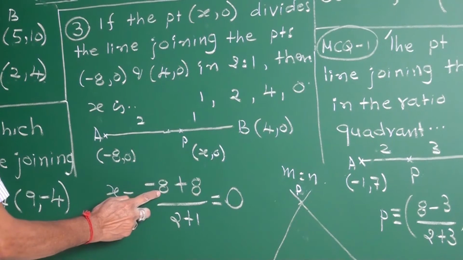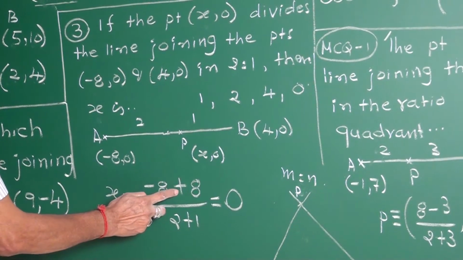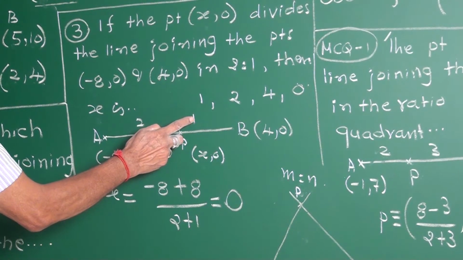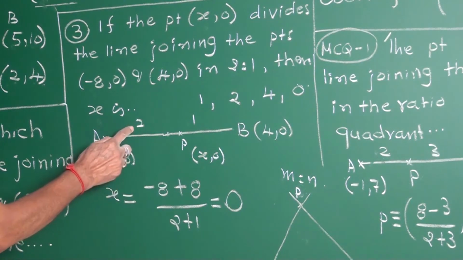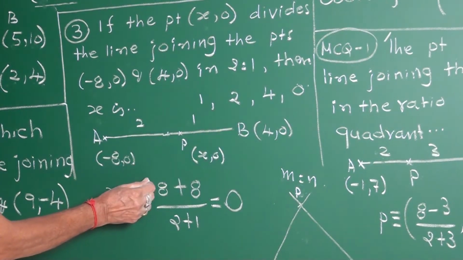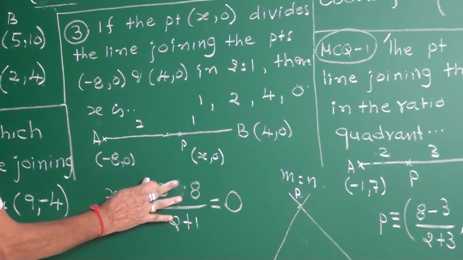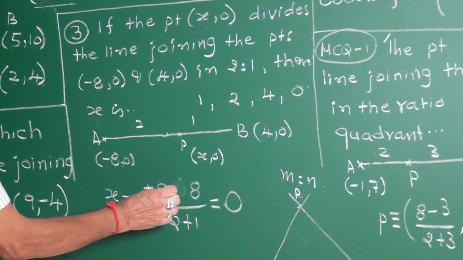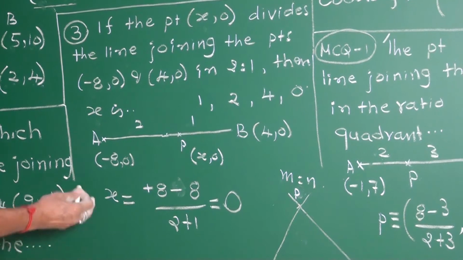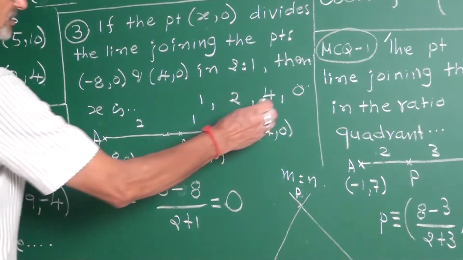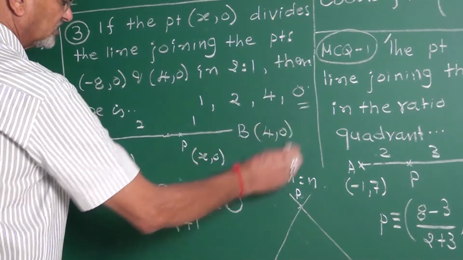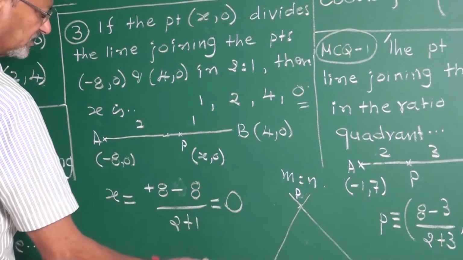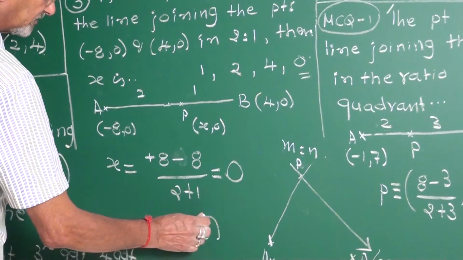Mx2 is 8 plus nx1, this is plus 8. nx1 is what? Minus 8. Plus 8 minus 8 is what? 0. Then which option is the correct answer? D option, my friend. D option is the correct answer.